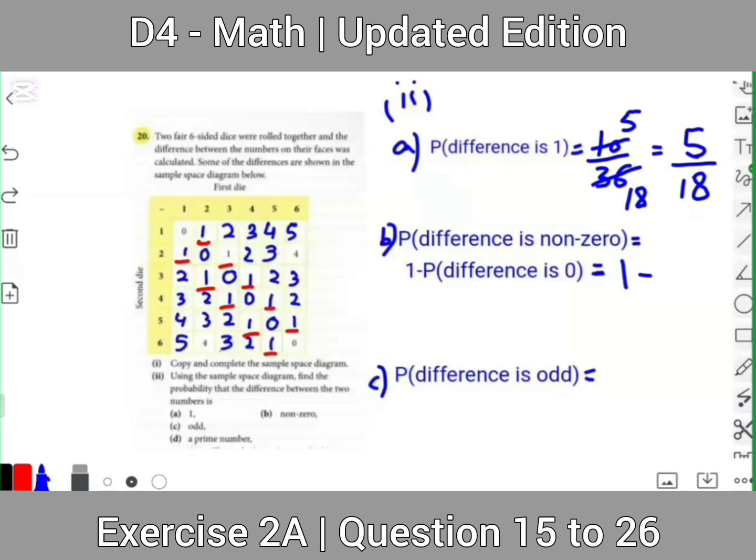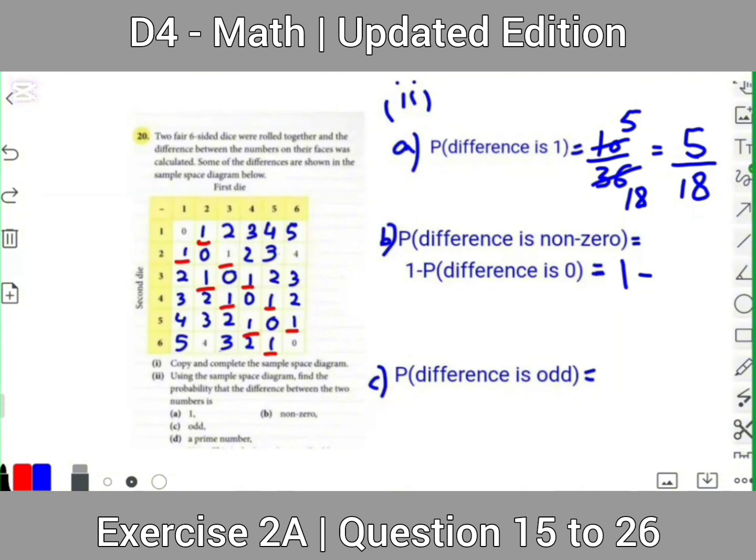Now in part B, to find the probability that the difference is non-zero, we simply take away the probability that the difference is 0 from 1. So we will mark the outcomes that are 0 in our sample space diagram.